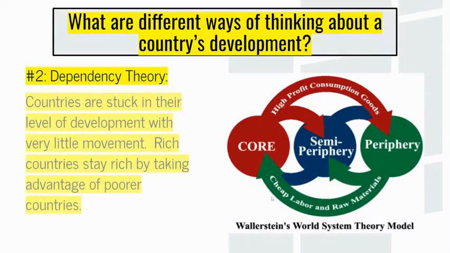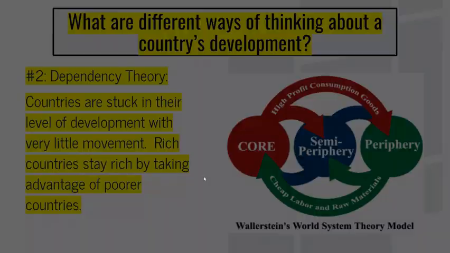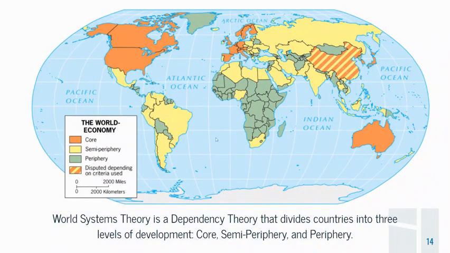Another way to think about it, though, is dependency theory. And this is really focusing on how countries are stuck in their level of development with very little movement. Rich countries are staying rich by taking advantage of poorer countries. And that is what you're seeing here. And it divides countries into three different levels: core, periphery, and semi-periphery. And that's where we're going to end there. So go back to the notes, make sure that you have everything in your notes, make sure you're filling in the blanks there, and have a great day.